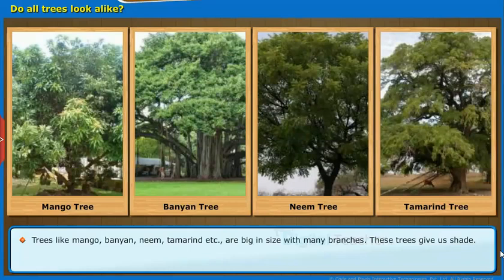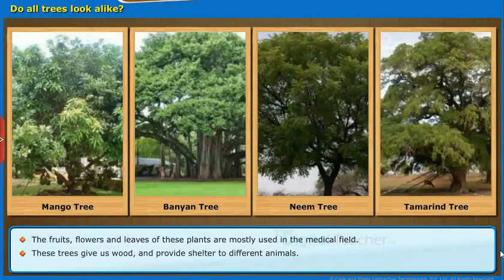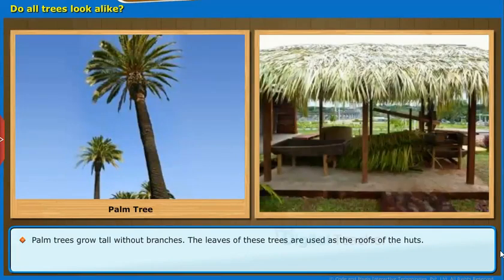These trees give us shade. Hence, they are grown along the side of the roads. The fruits, flowers, and leaves of these plants are mostly used in the medical field. These trees give us wood and provide shelter to different animals. Palm trees grow tall without branches. The leaves of these trees are used as the roofs of the huts.